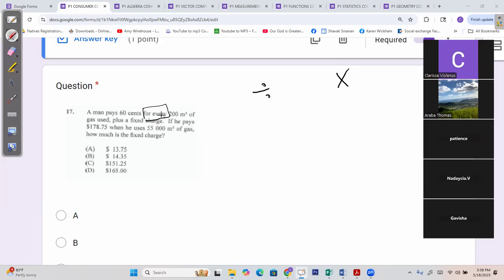A for every question means you've got to do two things. You've got to divide and then you've got to multiply. We've got two numbers here. Which one is the number you're going to divide by and which one is the number you're going to multiply by? It was given to you this way for a reason. It says a man pays 60 cents for every 200. Which one is he going to divide by? Which number?